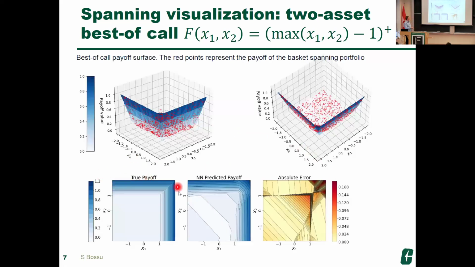And then there are some contour plots. So the true payoff that we have in the case of the best of call would be a picture like this. The prediction is pretty close, not perfect, of course, there's some residual error. And then the absolute error, very interestingly, is pretty good on the flat portions of the payoff, but actually there is some substantial error that sometimes can happen at the edges where the payoff is non-differentiable.